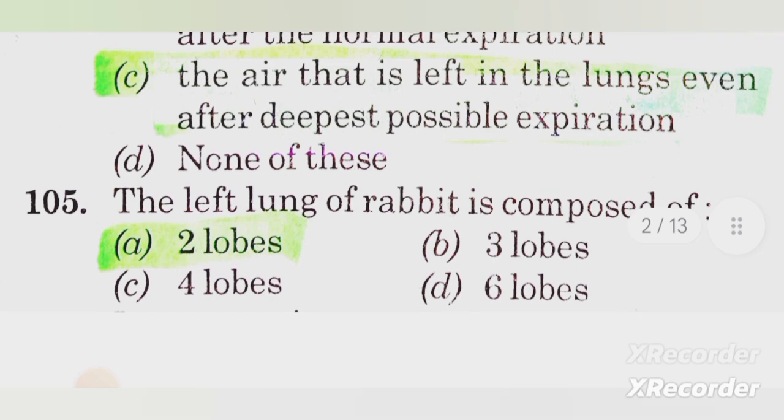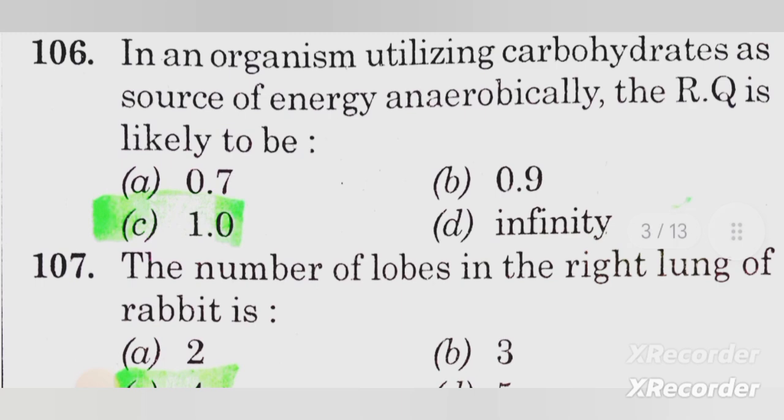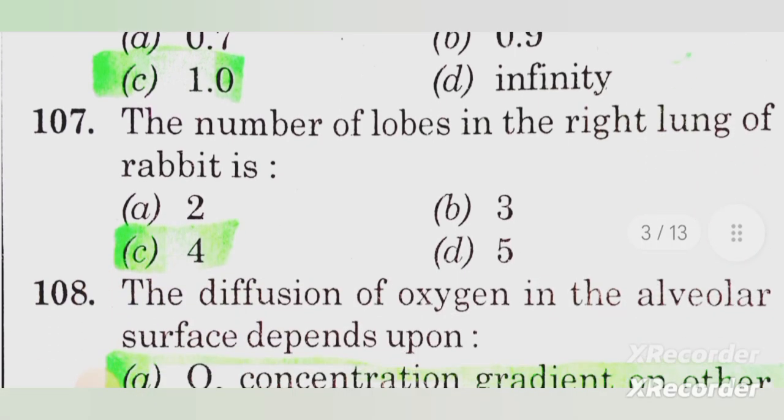Next, 105. The left lung of rabbit is composed of two lobes. Next, 106. In an organism utilizing carbohydrate as source of energy anaerobically, the RQ is likely to be. Answer C. 1.0.